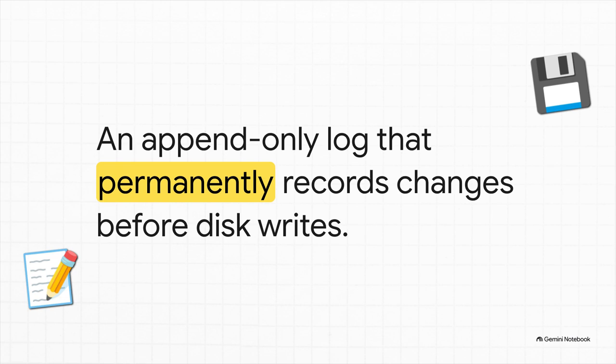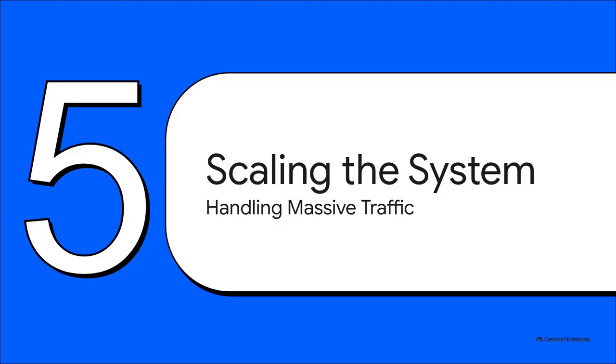Databases use a write-ahead log, or WAL for short. Before the database even attempts to modify the heavy main data files on the disk, it quickly jots down a tiny note of the transaction into this sequential log. If a crash happens, when the system reboots, the recovery manager simply reads the write-ahead log and reapplies any changes that hadn't quite finished saving. It's a lifesaver. And finally, Section 5, scaling the system.